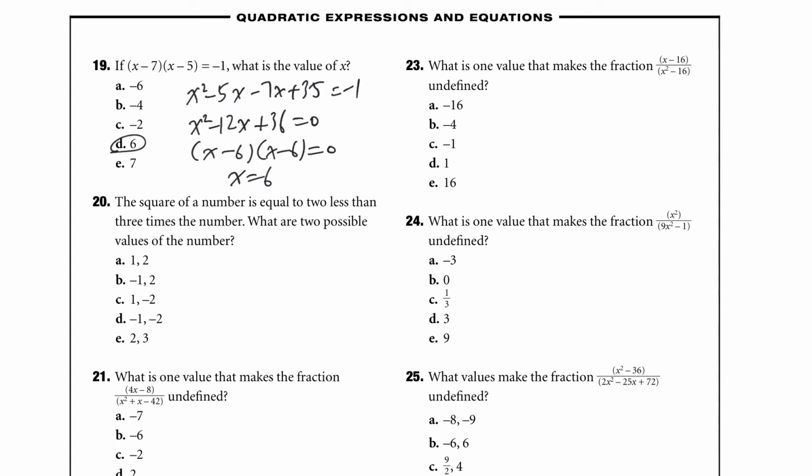Number 20, the square of a number, let's let x equal the number, is equal to 2 less than 3 times a number. What are the two possible values? The hard part is really converting the sentence into an expression or an equation, and then it's just simple factoring. So 1 and 2 are the possible values.